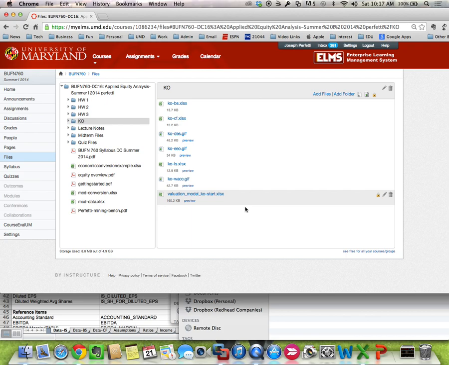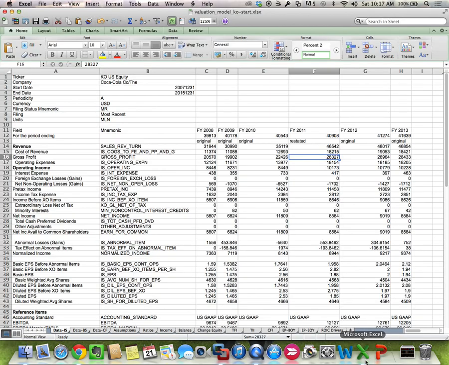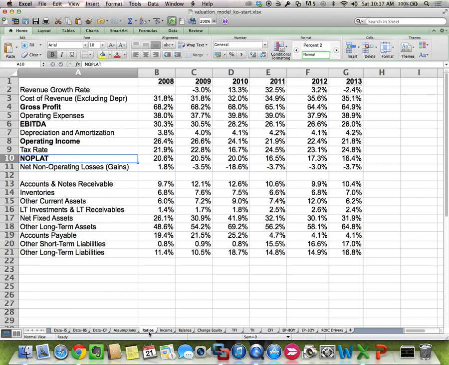Right? So here's what we're going to do next. We're then going to go back to our Excel file, and we're going to start building out a forecast of Coca-Cola. So again, we're going to use the Ratios tab to do this. Right? So specifically, we are going to choose an 11-year forecast.